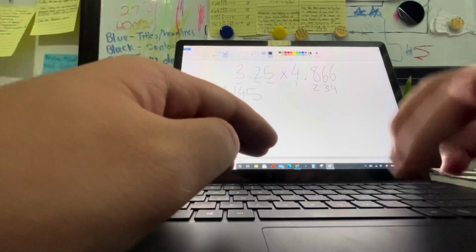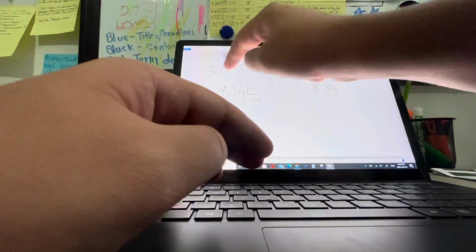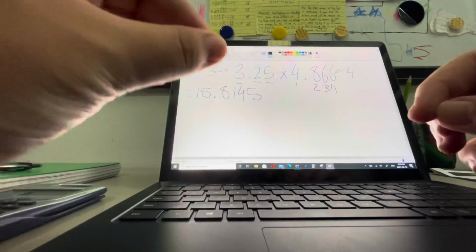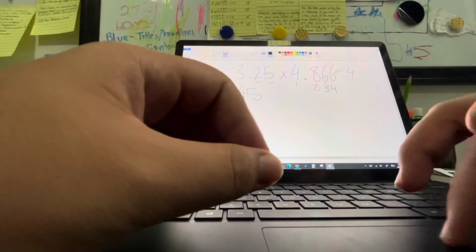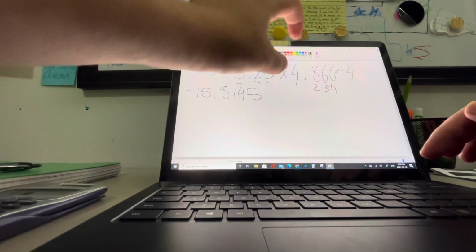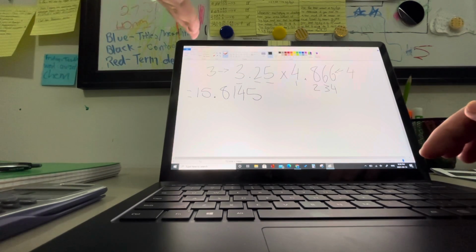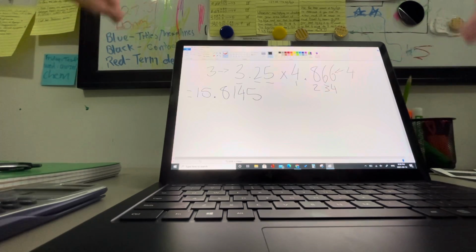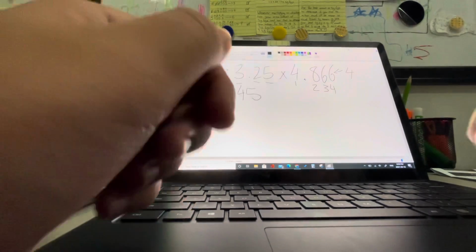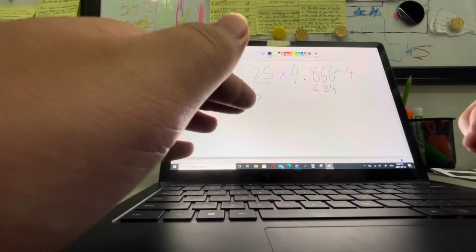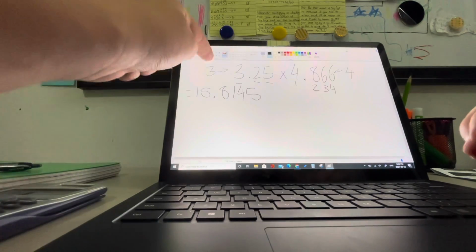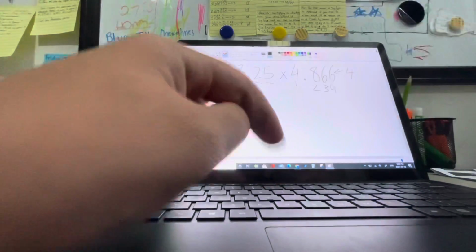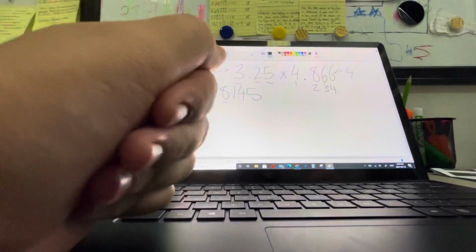Now, since we have 3 here and 4 over here, we're going to take the least amount of significant figures from the value. Now, 3.25 is, of course, the least amount of significant figures it has. It has 3 significant figures, and the other one has 4. Okay, so in this scenario, we're going to get 3 significant figures from here. So 1, 5, and 8. That is 3 significant figures from the answer.